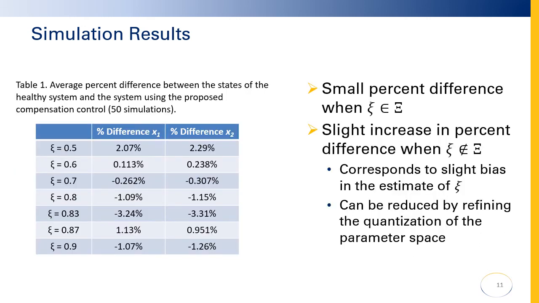Table 1 presents a summary of the average percent differences between the states of the healthy system and the system using the proposed compensation control over 50 simulations. In general, when ThA is within the hypothesis set, the percent difference is quite low, indicating that the compensation control is functioning as intended. When ThA is not within the hypothesis set, as when ThA equals 0.83 and ThA equals 0.87, the percent difference increases slightly due to the small bias in the estimate caused by the selection of the hypothesis set. This difference can be reduced by refining the hypothesis set during operation.